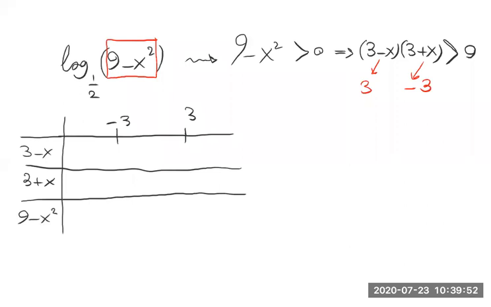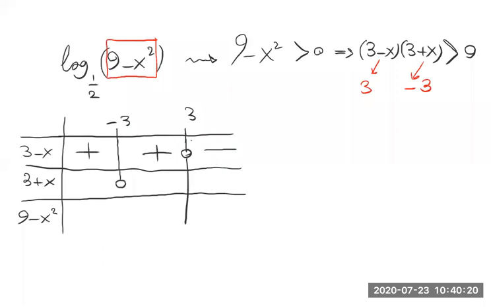When x is 3, the first polynomial is 0. What about after that? Well, for example, 4 is here, right? 4 comes after 3. 3 minus 4 is negative. So our polynomial is going to be negative here. What about before that? For example, 2 is here. 3 minus 2 is positive. It's going to be positive here.